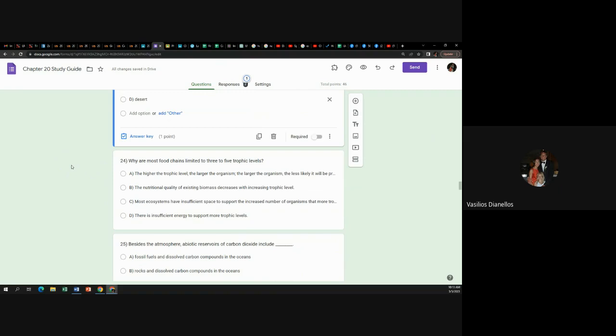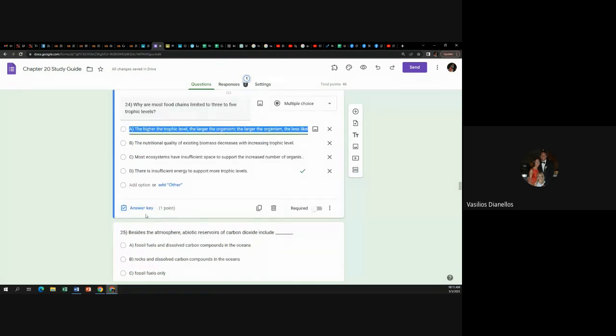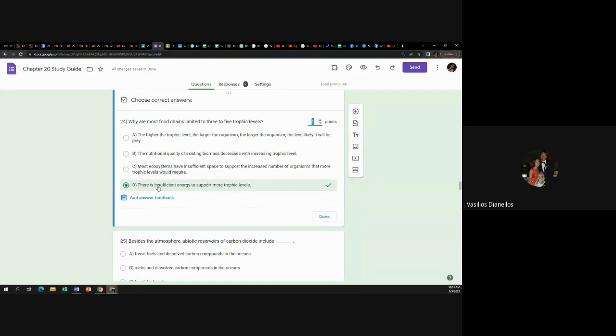Simply put, and before I even look at the options, it's because, again, you only get 10% as you move up each trophic level. So you're not going to have much energy left at the top. And also, you're going to require a lot of space to handle all that. Let's look at the options. Let's just talk about the correct one. There is insufficient energy to support more trophic levels. And that is correct, right? Because, again, only 10% makes it. Every time you move a step up, only 10% of that energy makes it. So if you get up to level 5, that's a very small amount of energy.